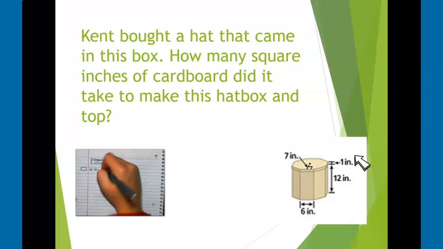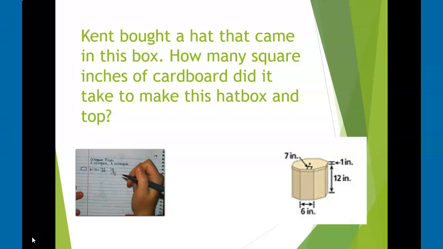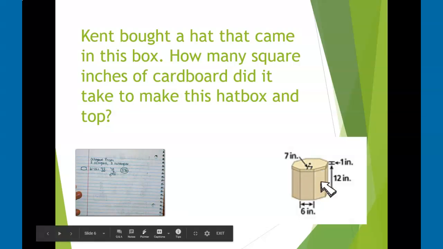6 times 12 gives us 72. We said there are 8 of those. So 72 is one of them. 72 times 8 will tell me all of the rectangles. 8 times 2 is 16. 7 times 8 plus 1. 7 times 8 would be 56, plus 1 would be 57. So 576 is our total area for our lateral faces that are rectangles.